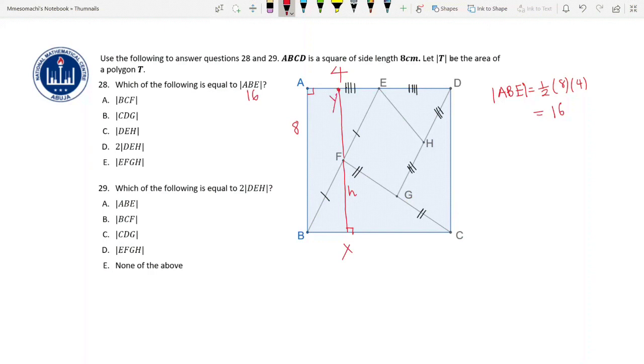Now this angle here is going to be 90 degrees. Why? Because these two opposite sides of a square are parallel. So I just created the rectangle ABXY. It means XY is equal to AB, since opposite sides of a rectangle are equal. But we already know AB to be 8, so XY is 8. It means from F to Y is going to be 8 minus H.